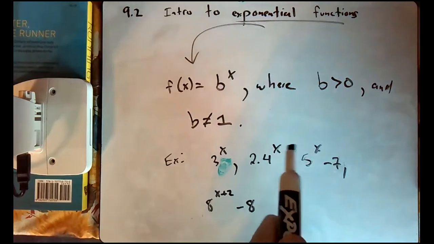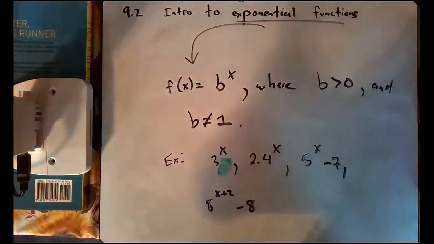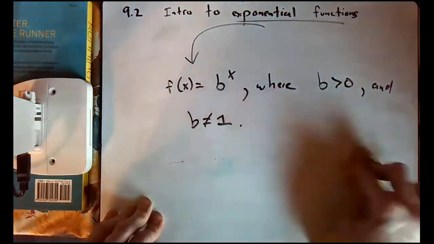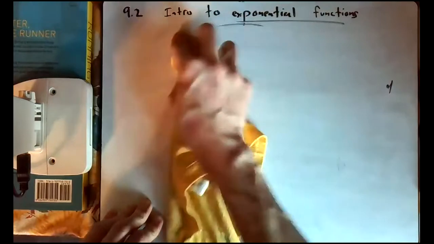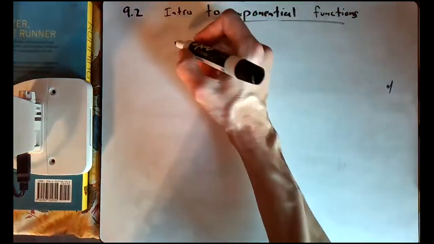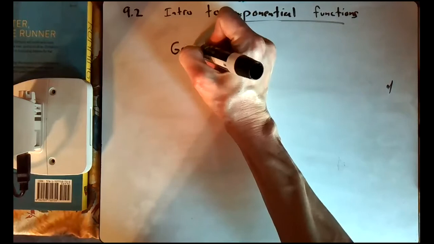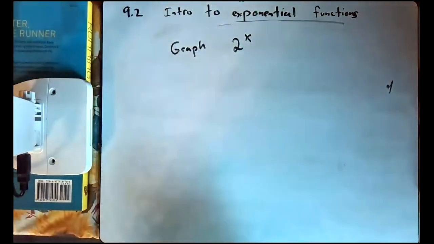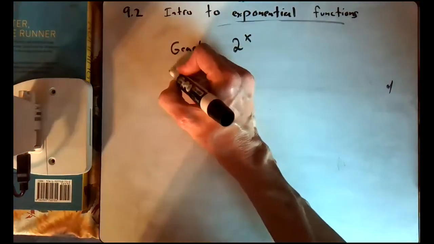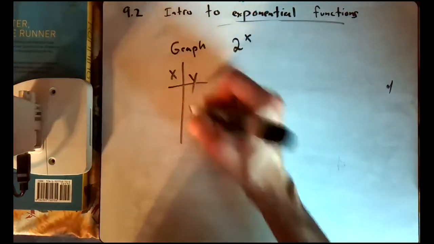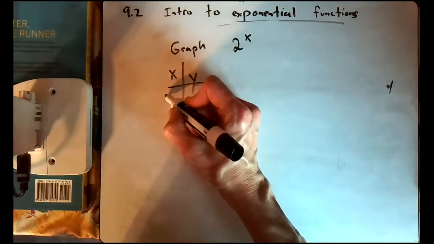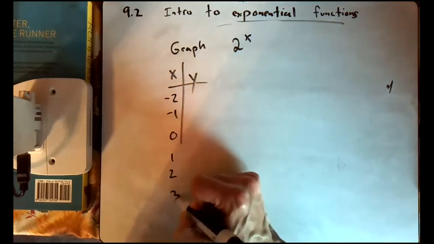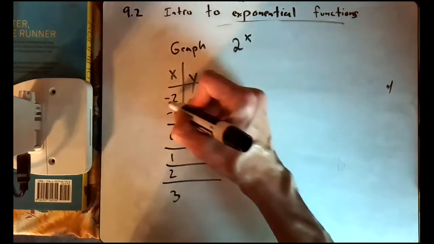And before we do more of these problems, let's just check out what the graph of this thing looks like. How do we graph some kind of exponential function? Well, if we have no idea what it looks like, what is the easiest way to explore that? We can make a t-table, right? So let's graph 2 to the x, for example. I'll choose some negative values like -2, -1, 0, 1, 2, 3, something like that right there.